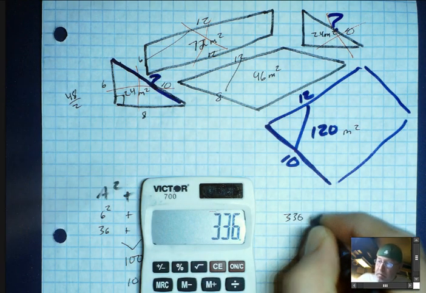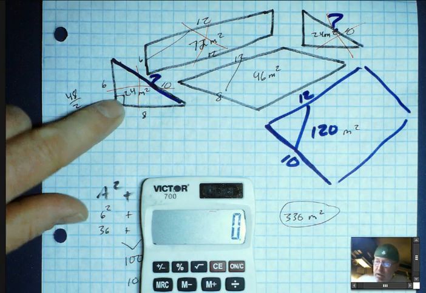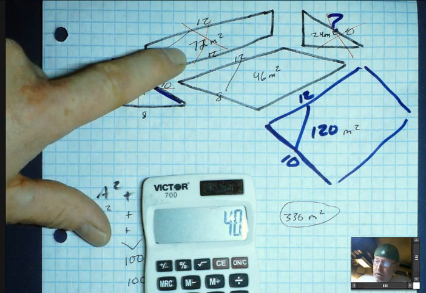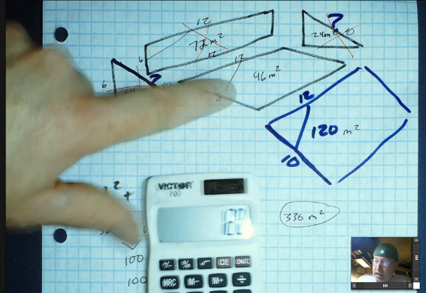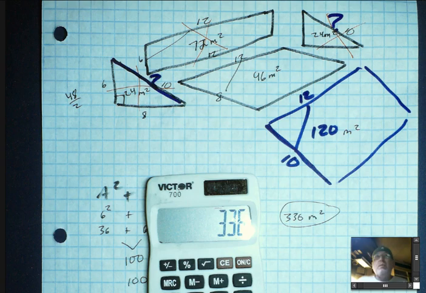336 meters squared would be the surface area, but let's double check that because that was fast. The two ends would be 48 plus 72 plus 96 plus 120, which is equal to 336 meters squared.